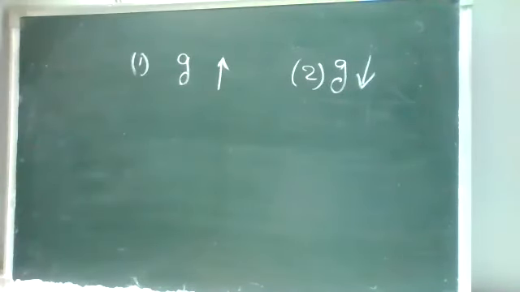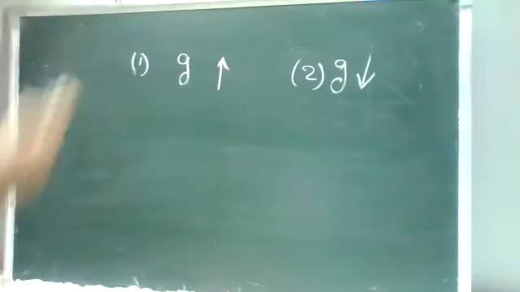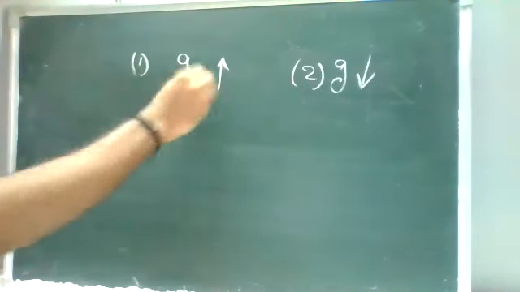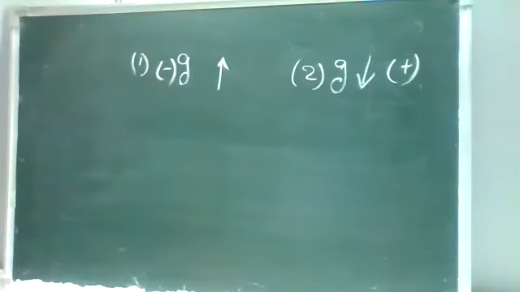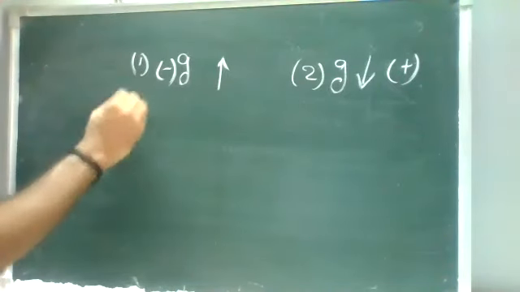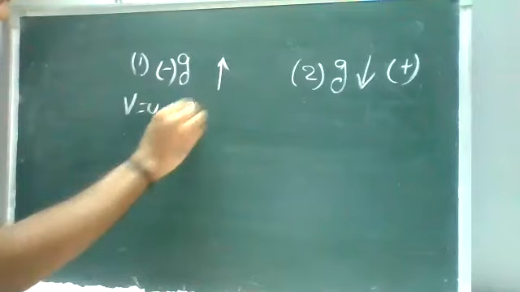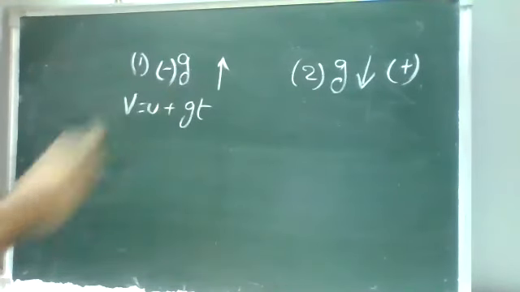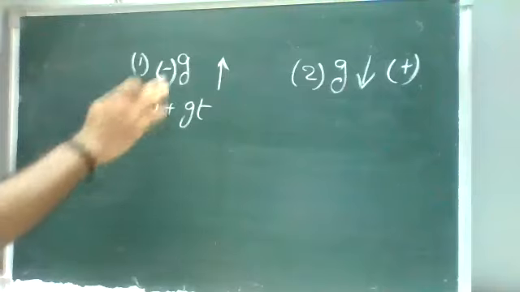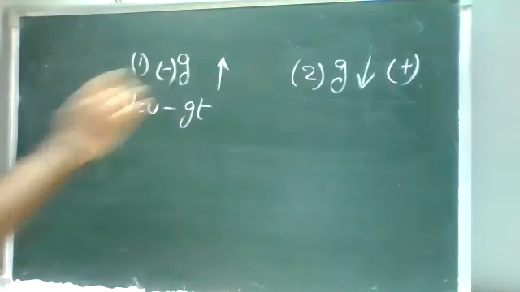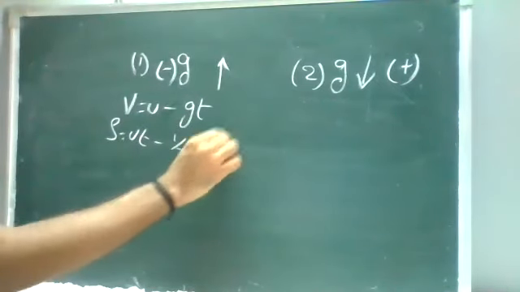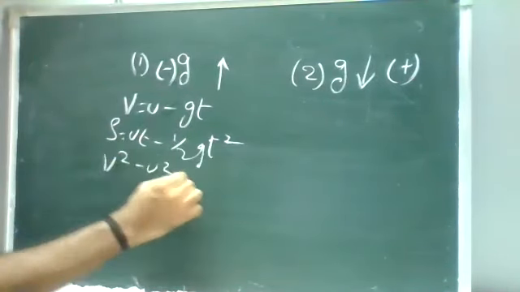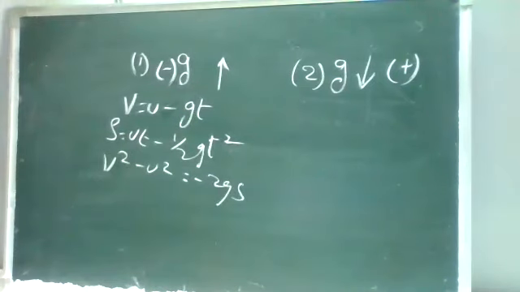Now, we'll take the relations. When the acceleration due to gravity is away from the earth, what will happen? If it is away, then it is minus. When it is towards, it is plus. Same relations, but instead of acceleration, we are going to use the acceleration due to gravity. Formulas part. The first relation, V is equal to U plus GT; because it is away from the earth, it becomes minus GT. Second, S is equal to UT minus half GT square. Third, V square minus U square is equal to minus 2GS.